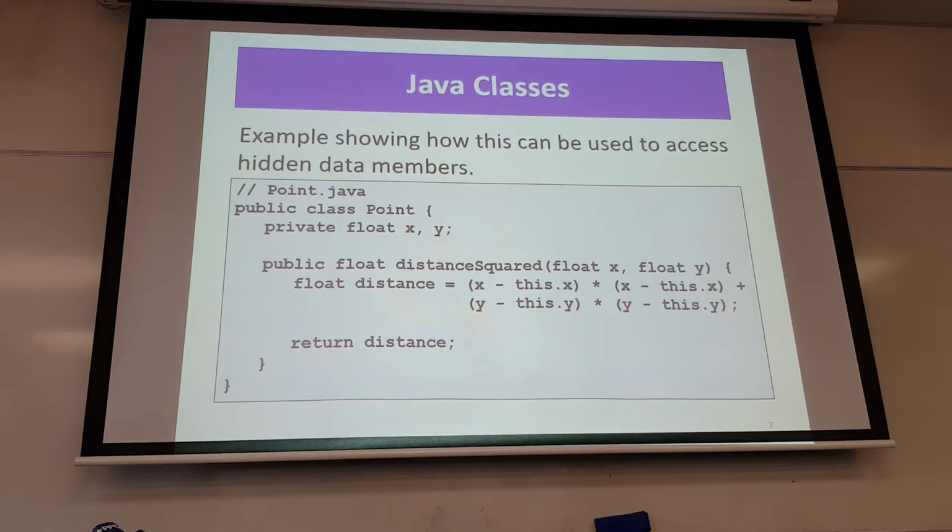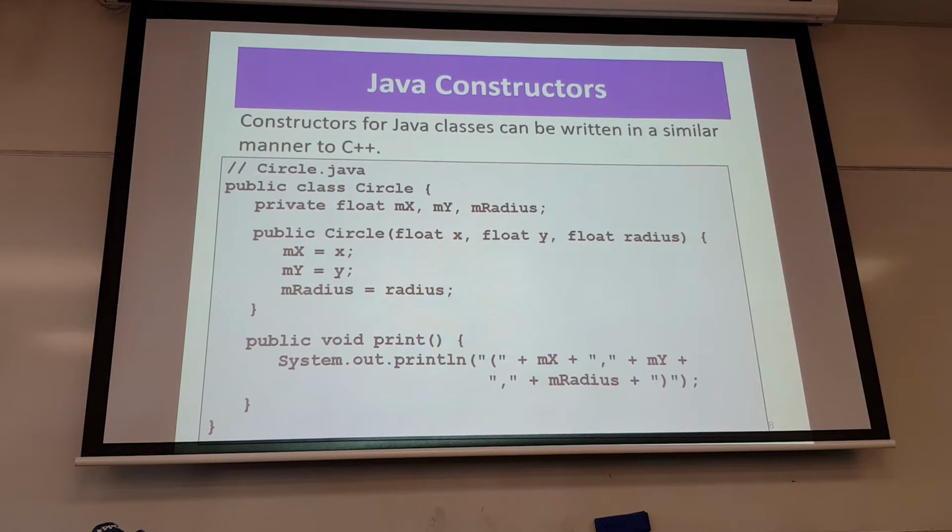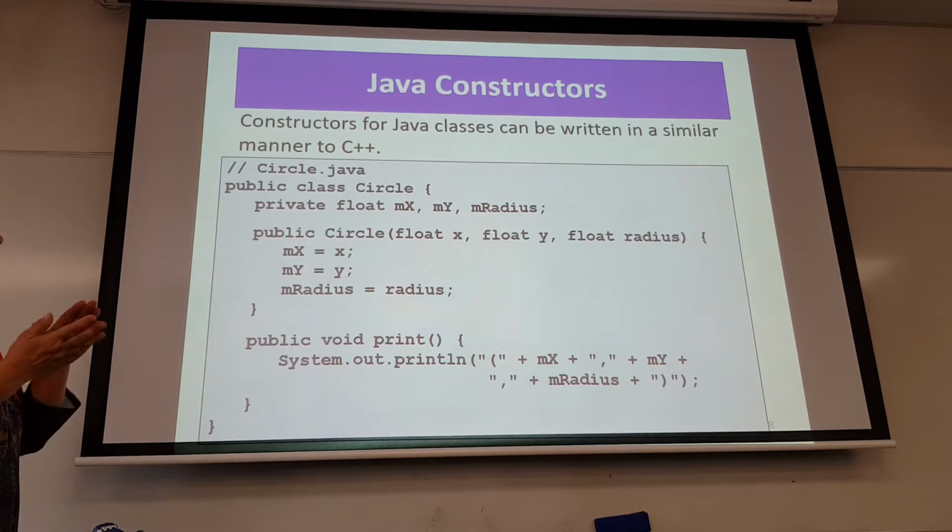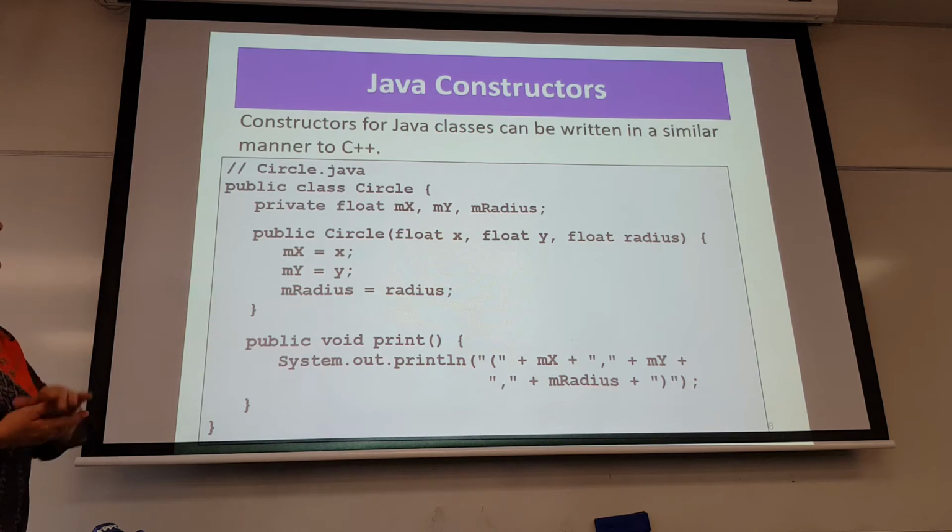So the hidden data here are this X and Y. Inside the method, this takes precedence. We don't have a scope operator in Java, so this was the way to deal with variables at different levels.